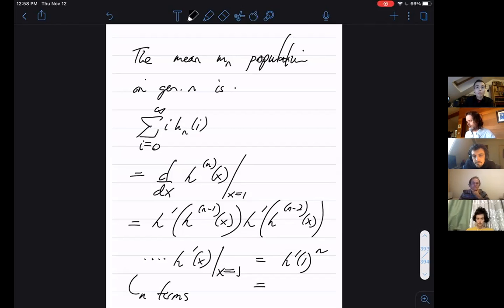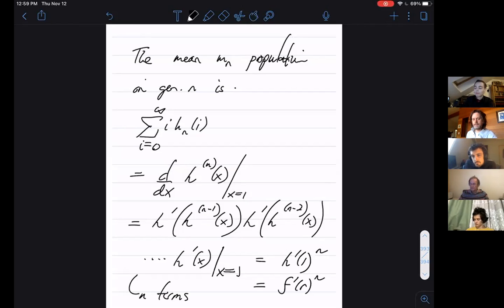and f, the relationship is that h of x is equal to f of rx divided by r, where r is the extinction probability. It's the x coordinate of that little square on the right-hand side. So that means when you do the chain rule, h prime of 1 is f prime of r.